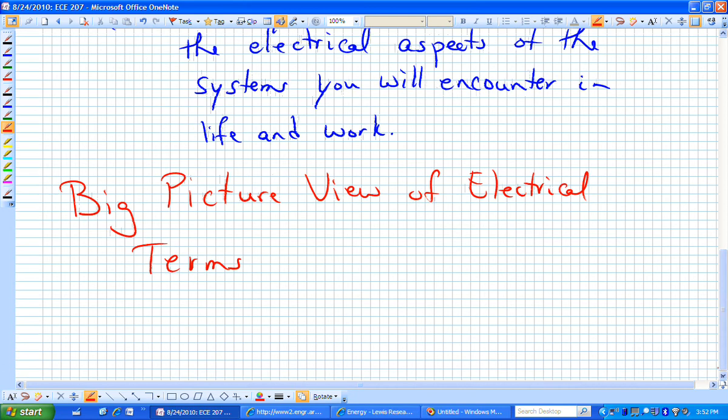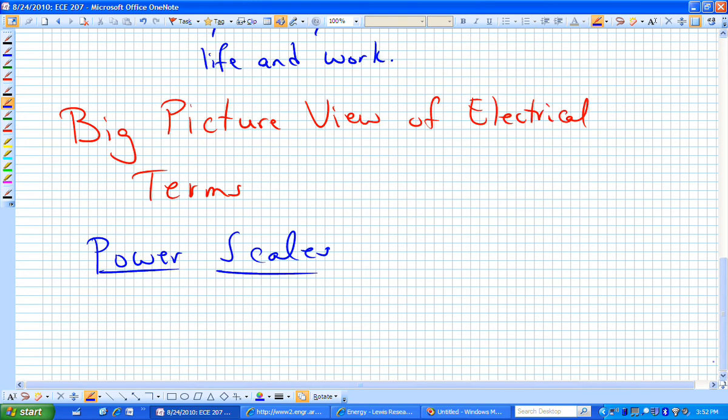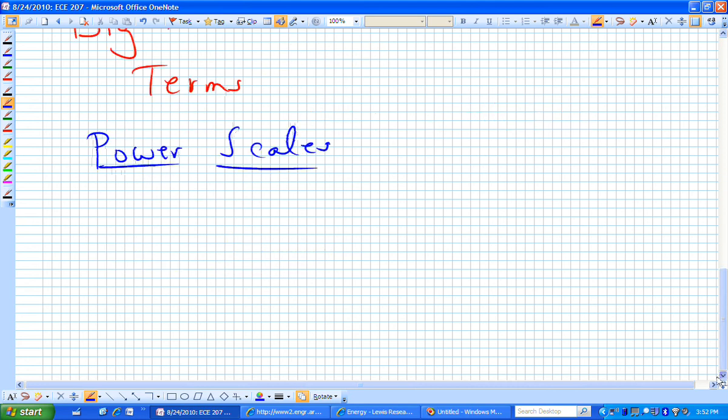To begin with, let's talk about power scales. And by that I actually do mean power, wattage.